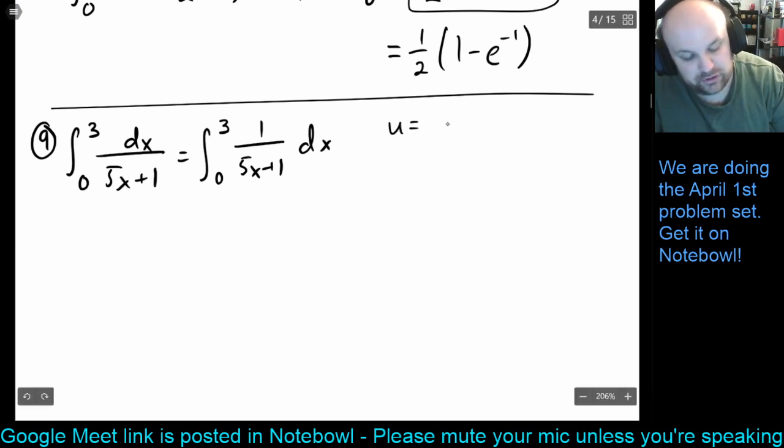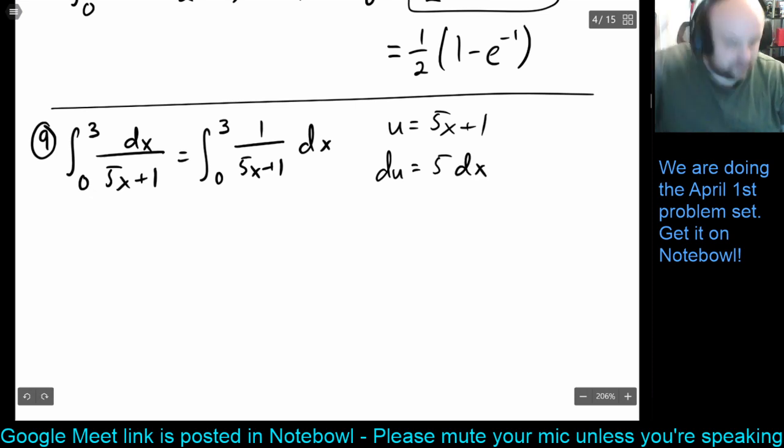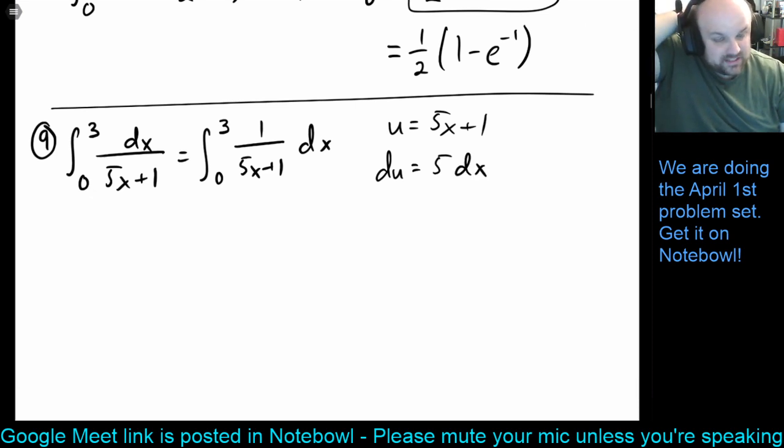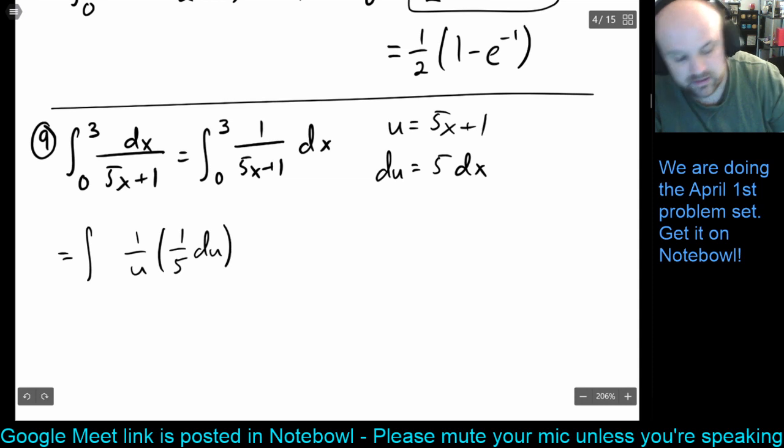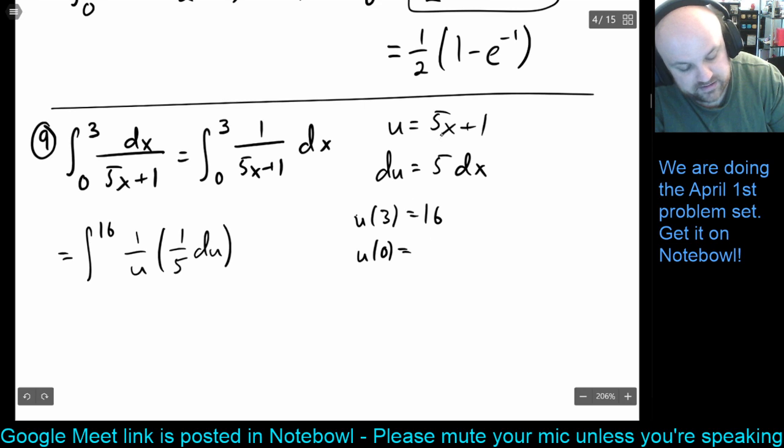Here we're going to make u be 5x plus 1, and du will then be 5 dx. We want to substitute this stuff in, as usual. So here, we'll get 1 over u, and dx turns into 1/5 du. Now what do the bounds become? Let's plug in 3 first. U of 3 is going to be 5 times 3 plus 1, 16. U of 0 is 0 plus 1, which is 1.